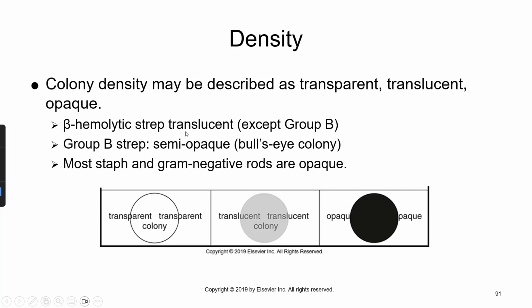Beta hemolytic strep is translucent. Group B strep is semi-opaque, and most staph and gram-negative rods are opaque. As we're going through this class, you're going to learn some specific details about different microorganisms. So up front, I kind of present everything.